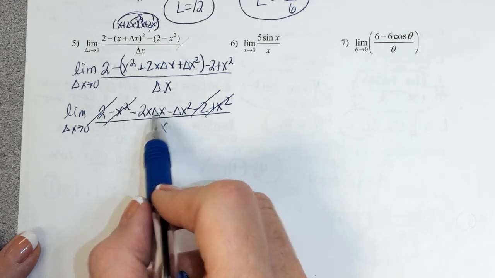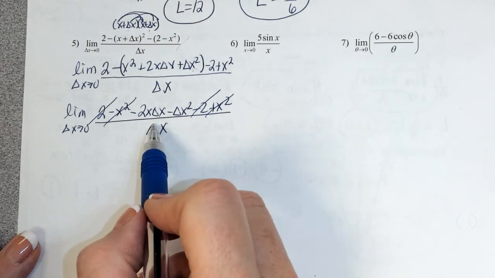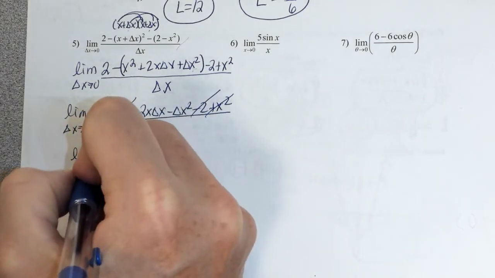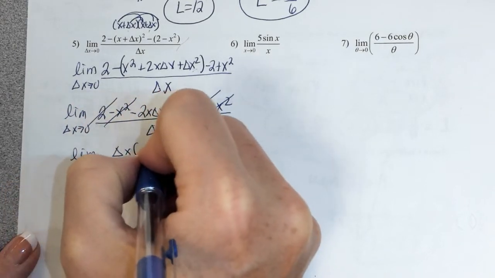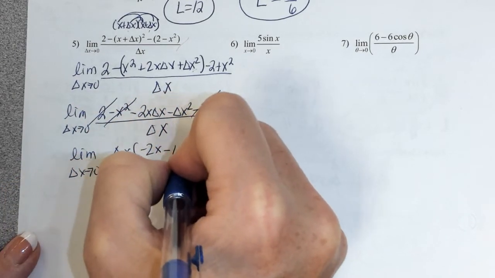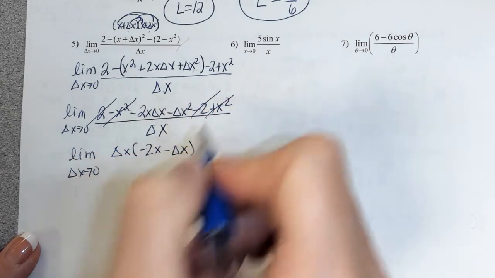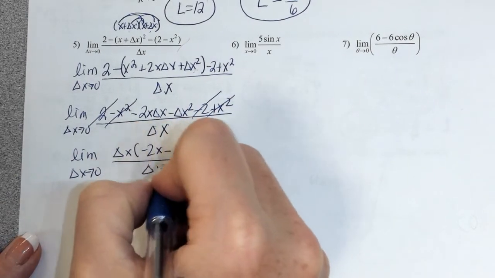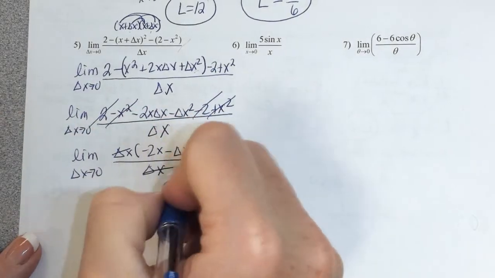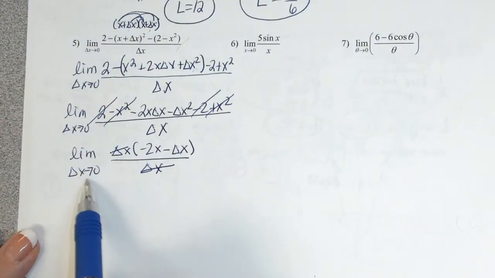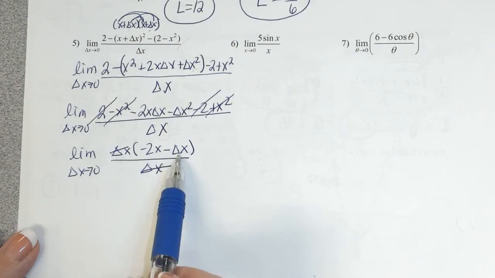So if I have this and these two terms, what can we factor out of there? Delta x. So I still have my limit. I have a delta x, and I'm going to have negative 2x minus x delta, minus delta x over delta x. Now we can get rid of these, and that's good because my whole goal has been to get delta x to be 0, and now I can finally do that.